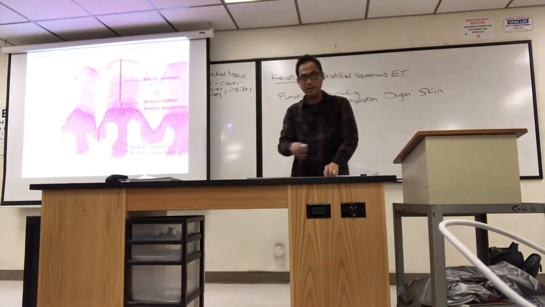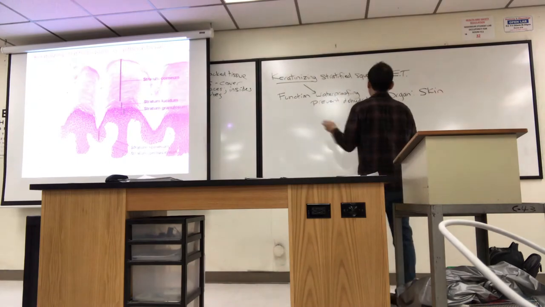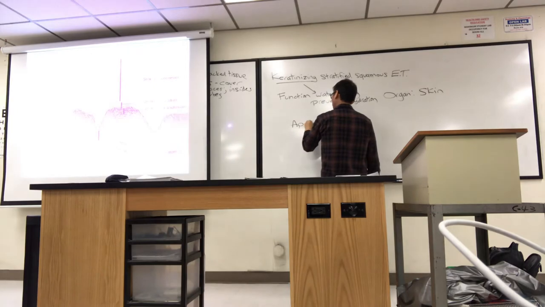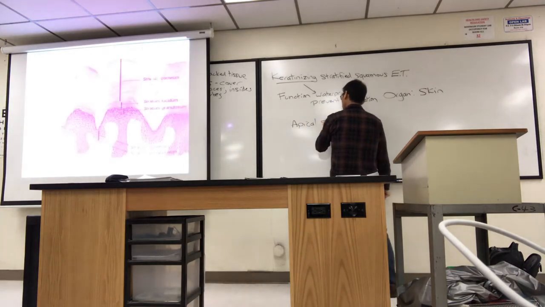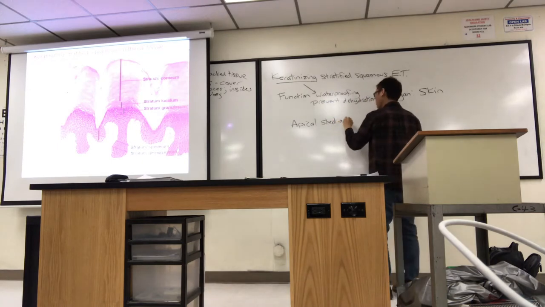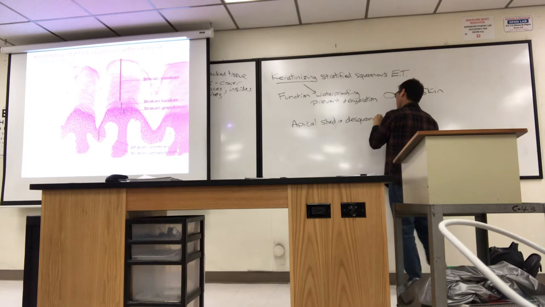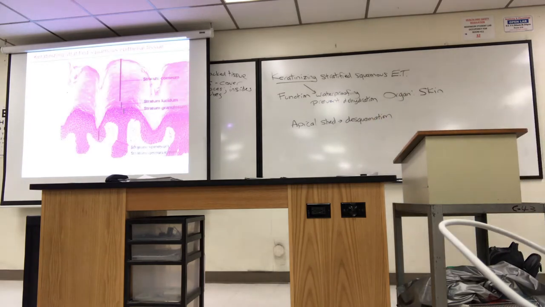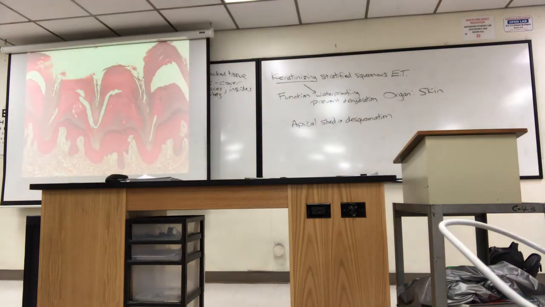There's a word for that. When the apical cells are shed, it's called desquamation. Let's move on. That is skin, or keratinizing, stratified squamous epithelial tissue. That is how you name it in chapter 4. You can't call it skin, even though that is where it's from.